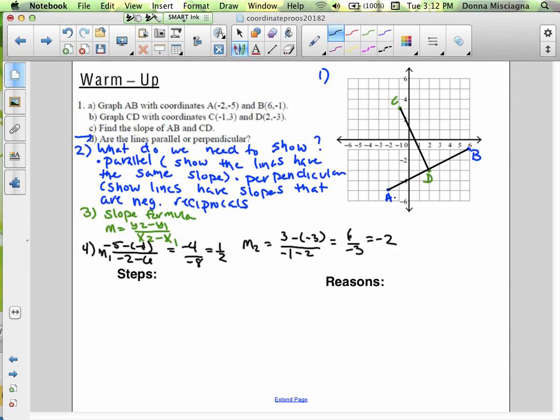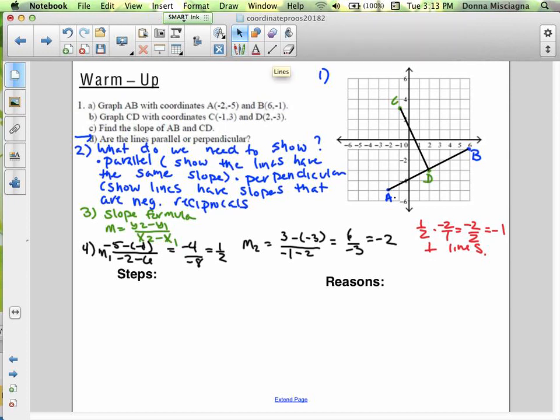Now, if you can look at them and say, okay, 1/2 and negative 2, those are negative reciprocals. If you're not sure, just go ahead and multiply them. And you can see you would get negative 2 over 2, and that reduces to negative 1. So these do have to be perpendicular lines. All right, so this is just an optional way if you weren't sure. So let's do the proof, and you'll see that it's not a very long proof.